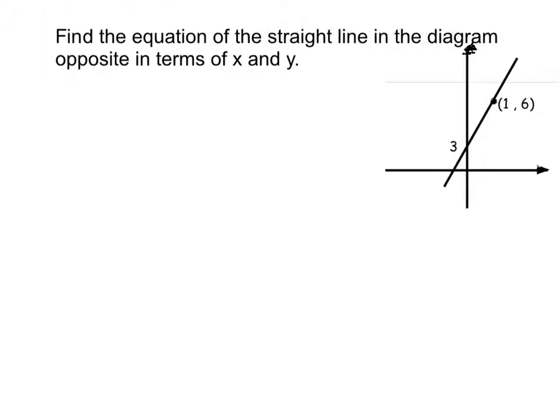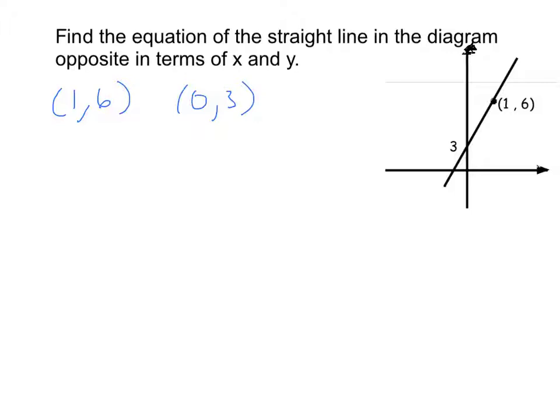Now the last question is we're asked to find the equation of a line that's drawn in the diagram here. First thing is I'm going to extract 2 points from that line. 1 point is given for me clearly. The other point, I can see here I'm crossing the y-axis at 3, which means I'm going 0 along and 3 up. So I'm going to use 0, 3 as my second coordinate.